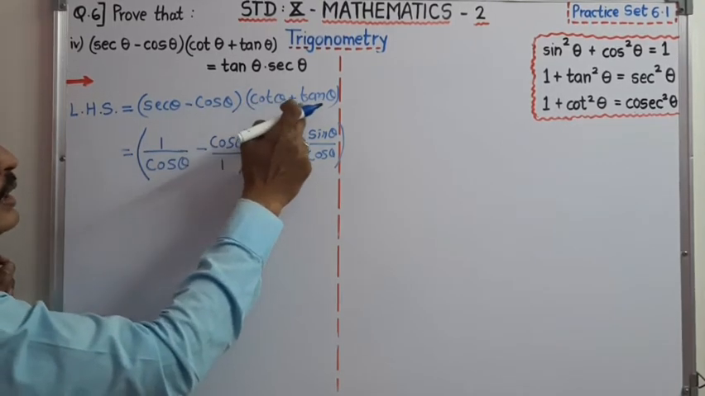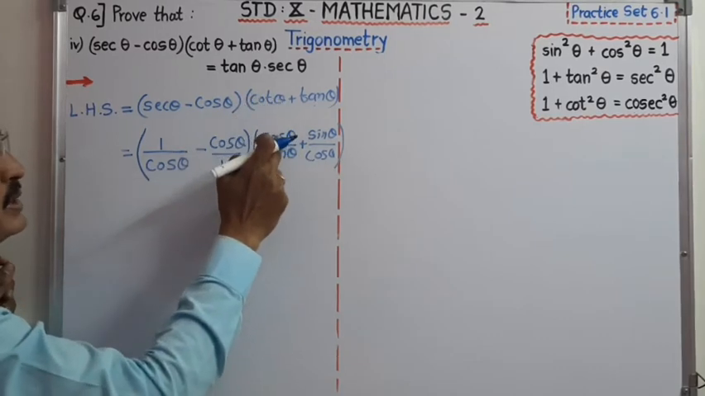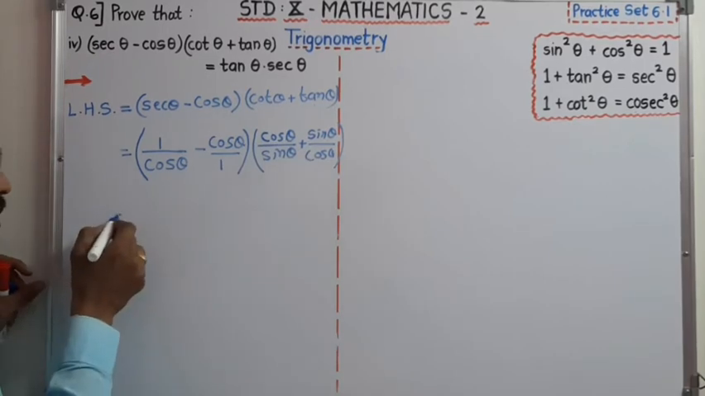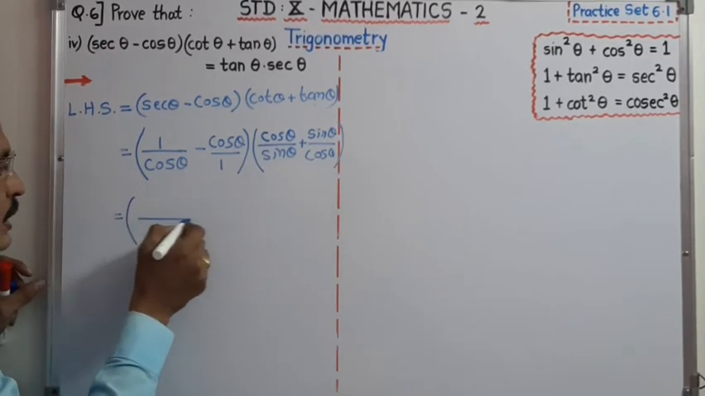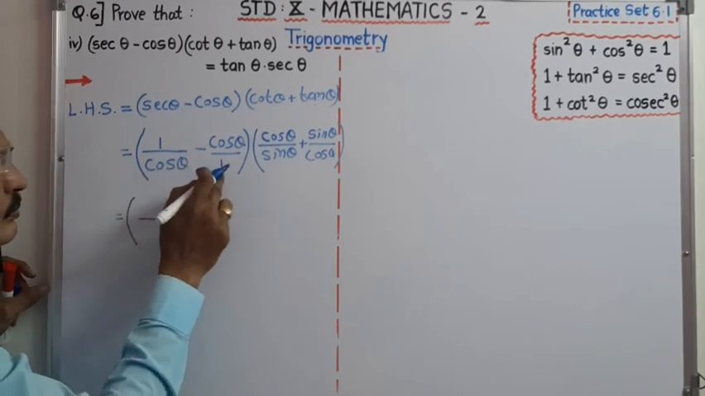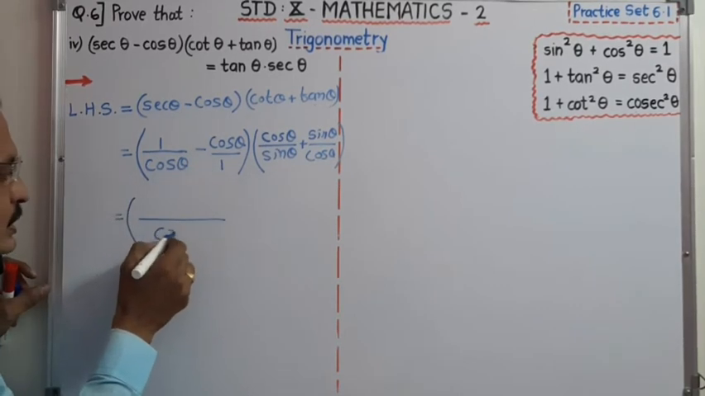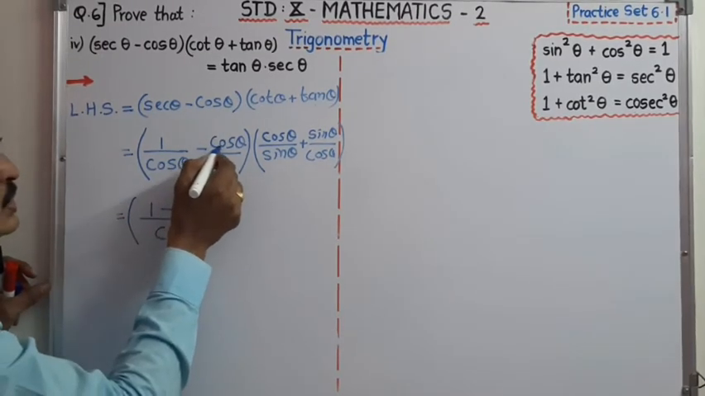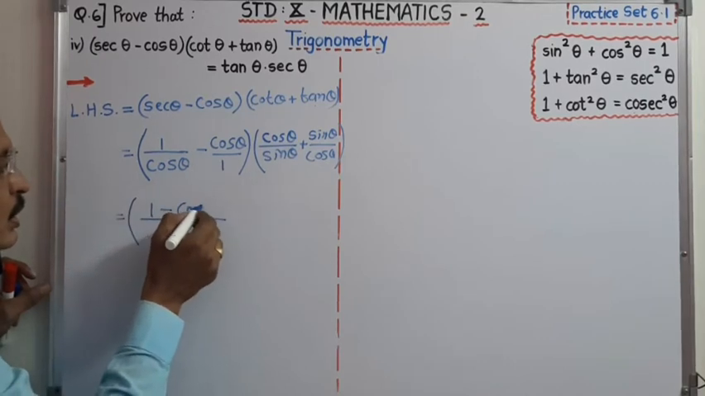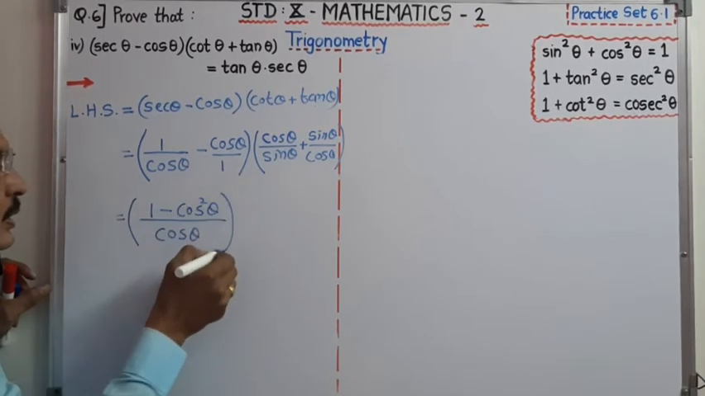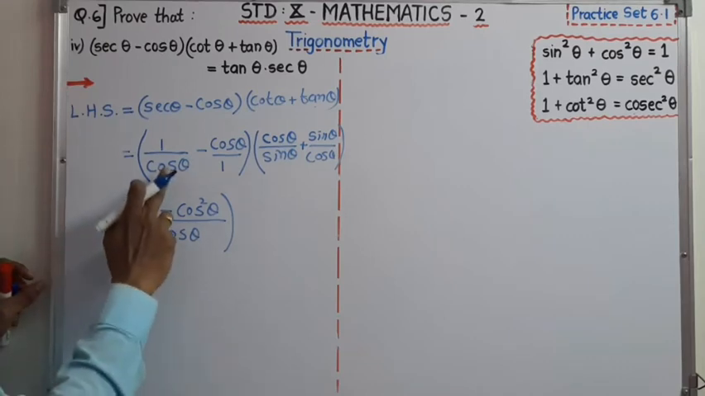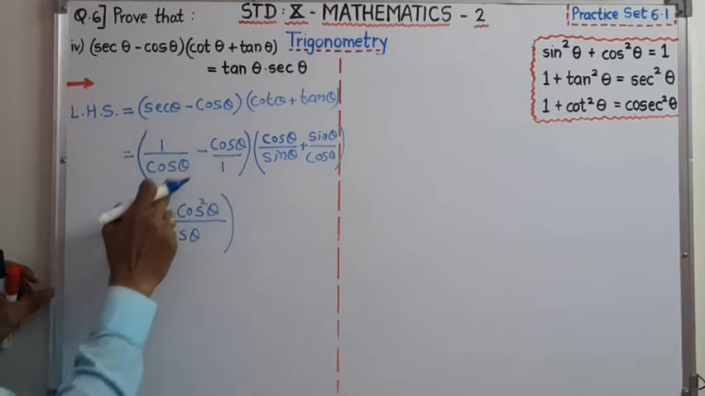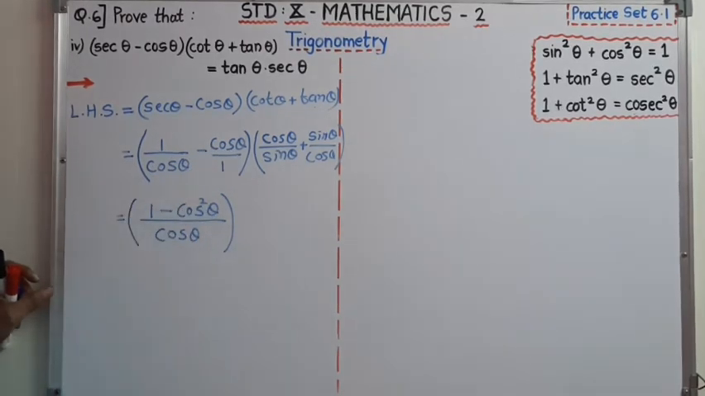Here it is cot theta plus tan theta. This cot theta means cos theta upon sin theta, and this sin theta upon cos theta. Now dear student, we have to solve this. Here it is cos theta into 1, therefore it is cos theta. It is 1 into 1, 1, minus this cos theta into cos theta, it will be cos square theta. Isn't it? Everyone got this? We have to multiply this cos theta into 1 cos theta. 1 into 1 it is 1, and cos theta into cos theta it is cos square theta.